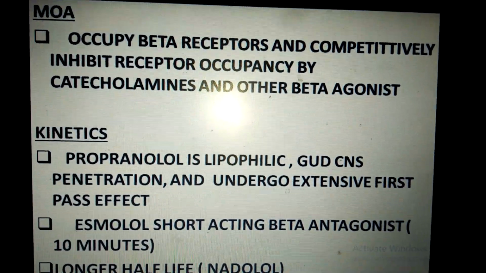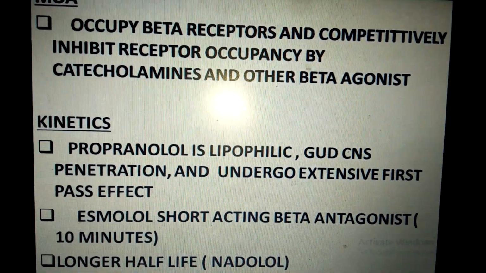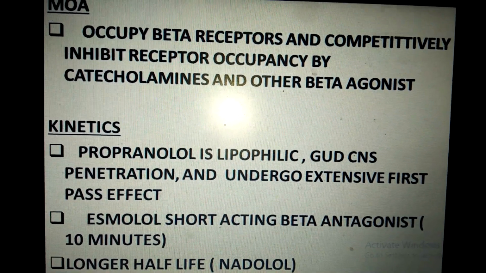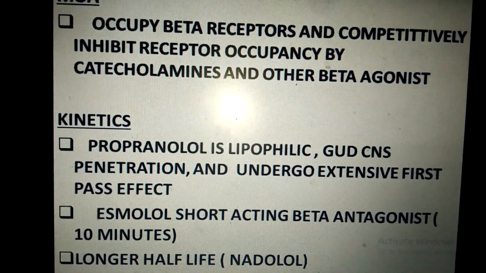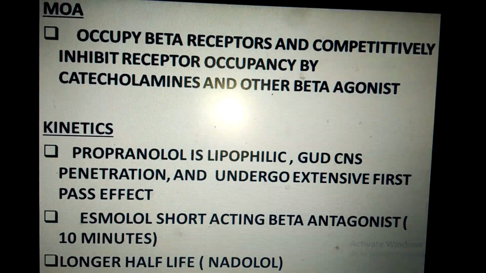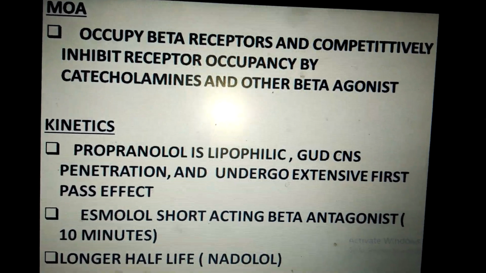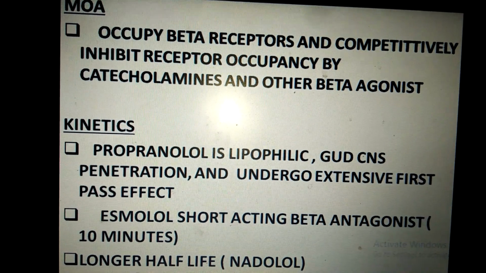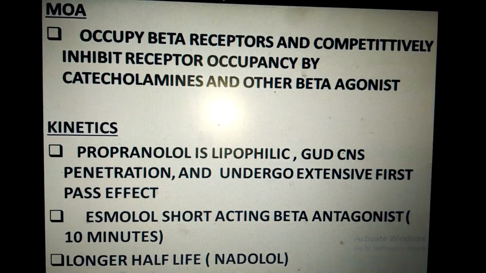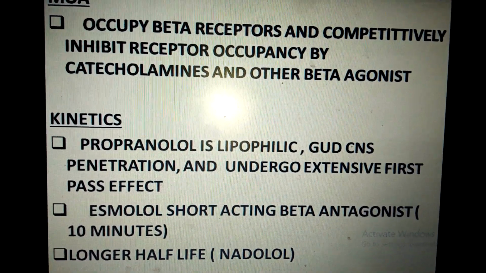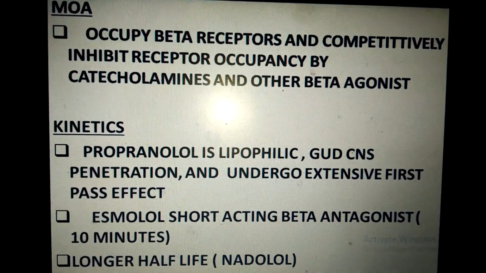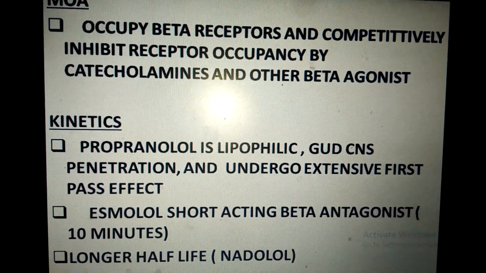Now generally, what is the mechanism of action of beta blockers? You just need to remember these drugs occupy beta receptors. They competitively inhibit the receptor occupancy by the endogenous catecholamines or other beta agonist. So these drugs actually block the actions of epinephrine or other beta receptor agonist on beta receptors. So it blocks the beta agonist or the catecholamine action, particularly the epinephrine on beta receptors.